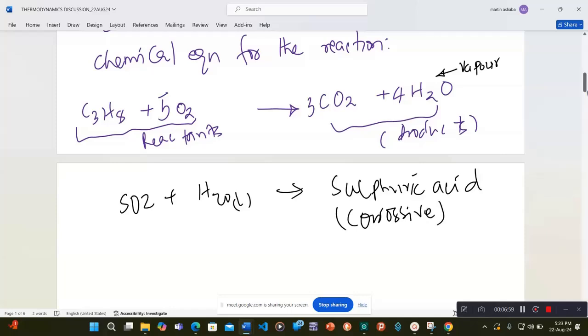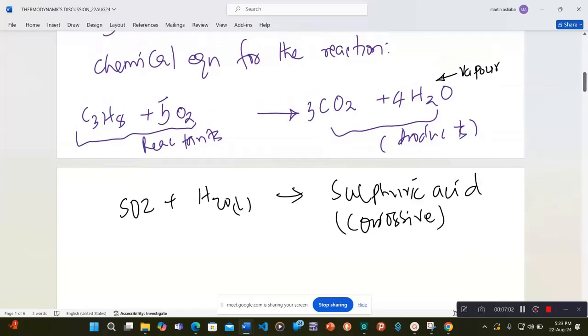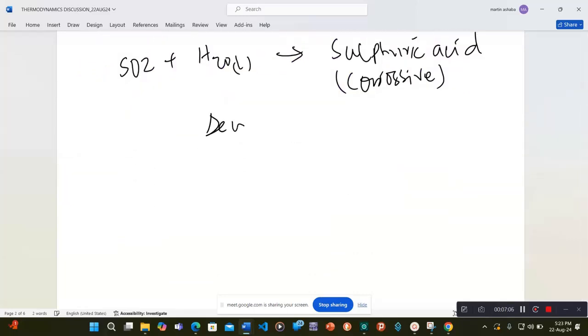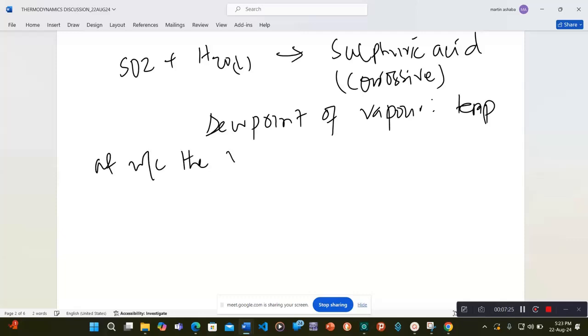So how do you avoid this water vapor from condensing? There is always what we call the dew point of vapor. So this is the temperature at which the vapor condenses. The vapor condenses at constant pressure.